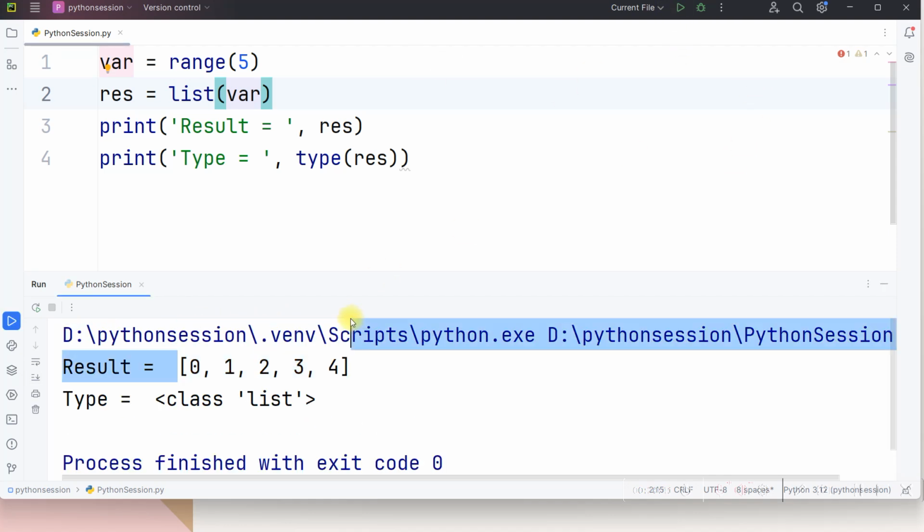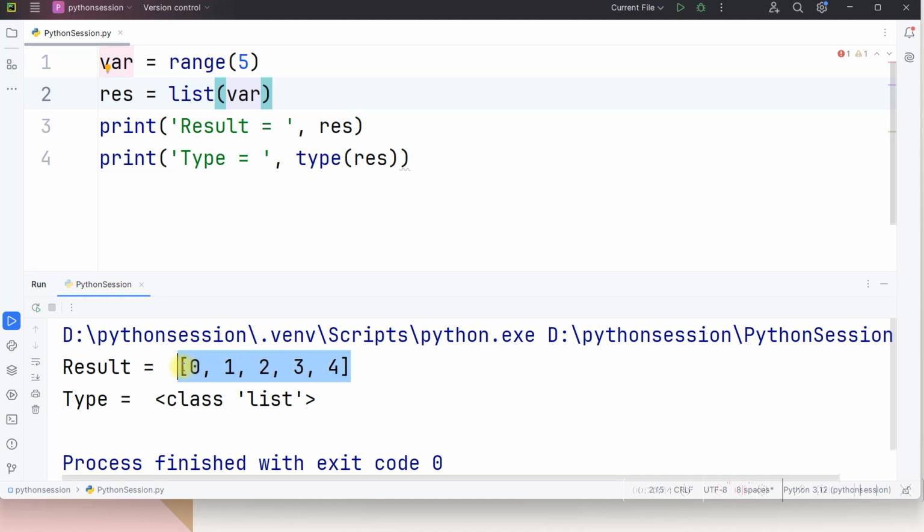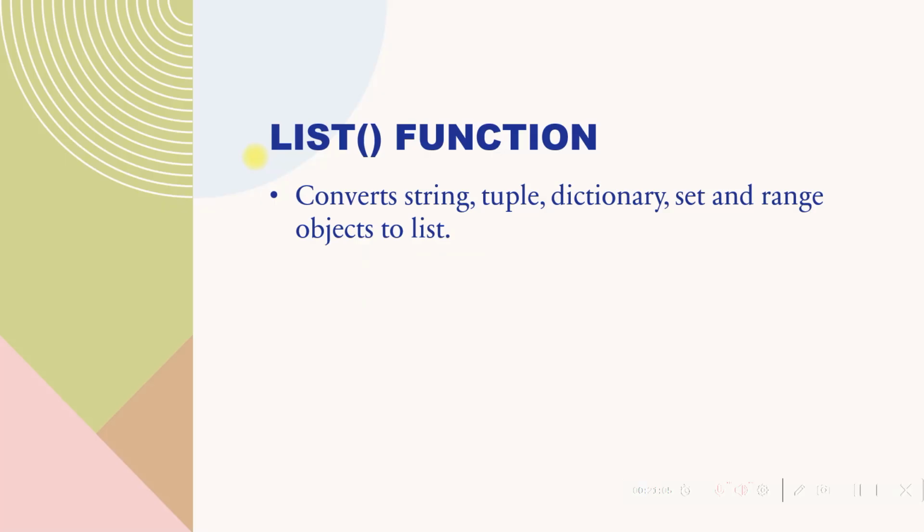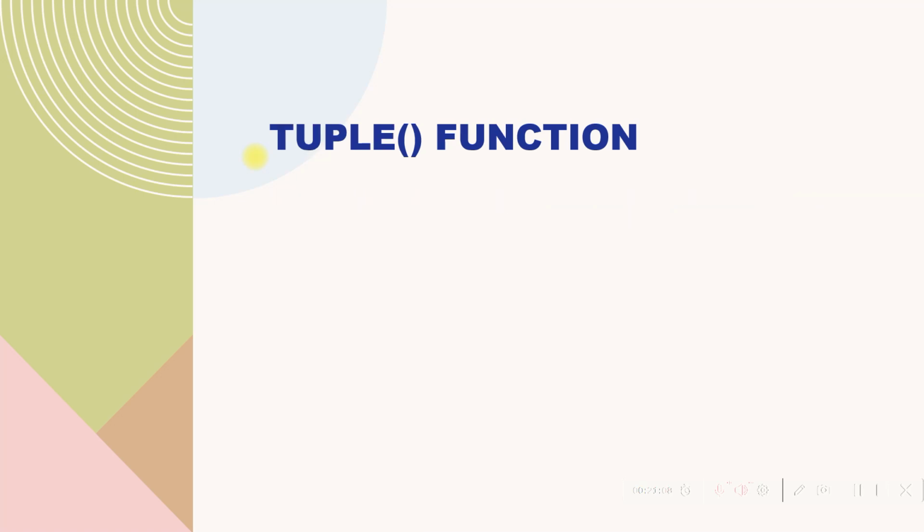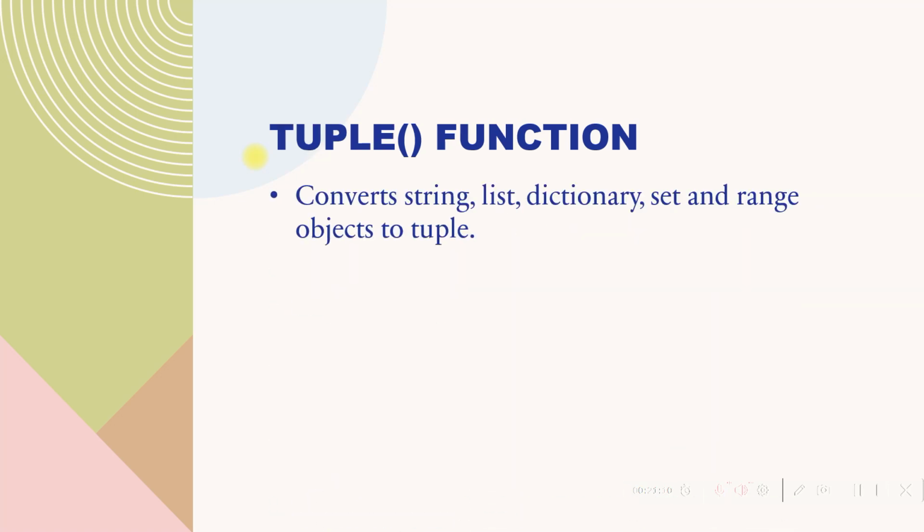So you can see here we are getting the result as a list of 5 elements starting from 0 and ending at 4. So this is how we can convert the elements of the range, tuple, dictionary, set and string into a list with the help of the list function. Now the next function is the tuple function. What it does, it converts string, list, dictionary, set and range objects into tuple.